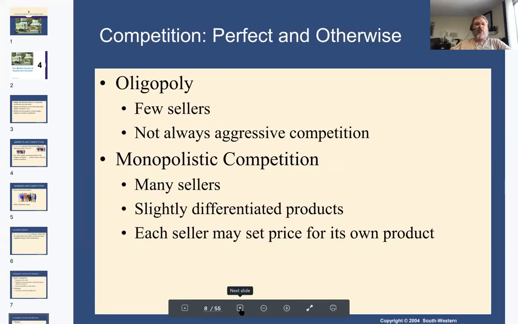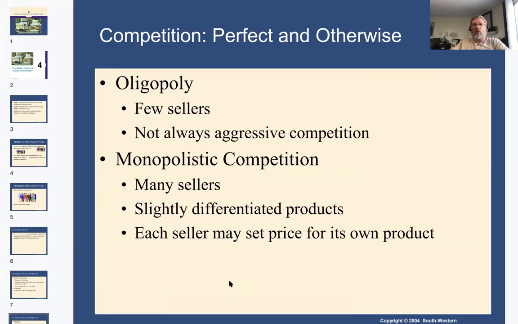Okay. So a couple of other types of markets where we wouldn't characterize them as being competitive is an oligopoly, and we'll study oligopoly too. In an oligopoly, there are a few sellers and there's some measure of competition.